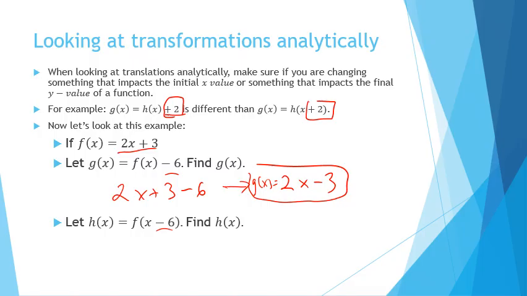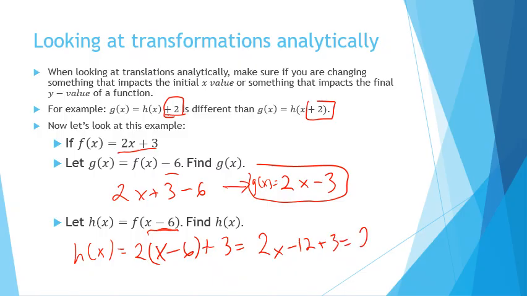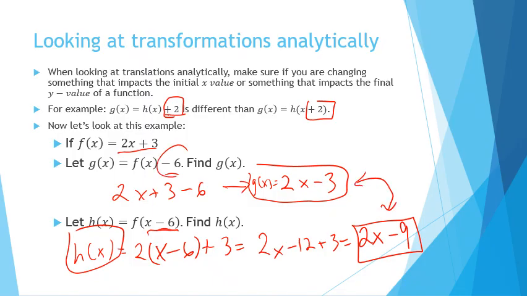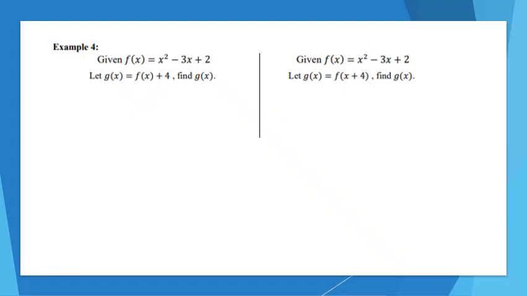And then we have h of x equals f of x minus 6. This is going to be h of x will equal 2, and now wherever we see x in the equation, we replace it with x minus 6. So this should be 2x minus 12 plus 3, which simplifies to 2x minus 9. So that should be h of x there. All right, so notice how these two equations are very different based on whether you're just subtracting 6 from the whole function or you are plugging in x minus 6 any time you see x.